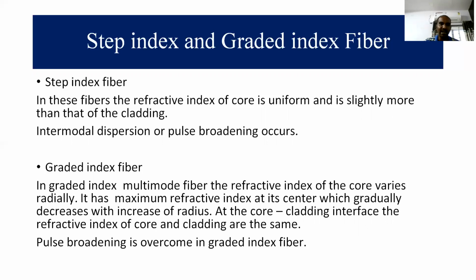Then coming to the graded index fiber. In this fiber, the refractive index of core is made to vary radially. That means it has a maximum refractive index at the center, which decreases gradually towards the outer ends of the core diameter. So as the radius increases, refractive index decreases. That means at the center of the optical fiber, refractive index is maximum, and at both ends of the core diameter, refractive index is minimum. At the core-cladding interface, the refractive indices of core and cladding are the same. Pulse broadening is overcome in case of graded index fiber.